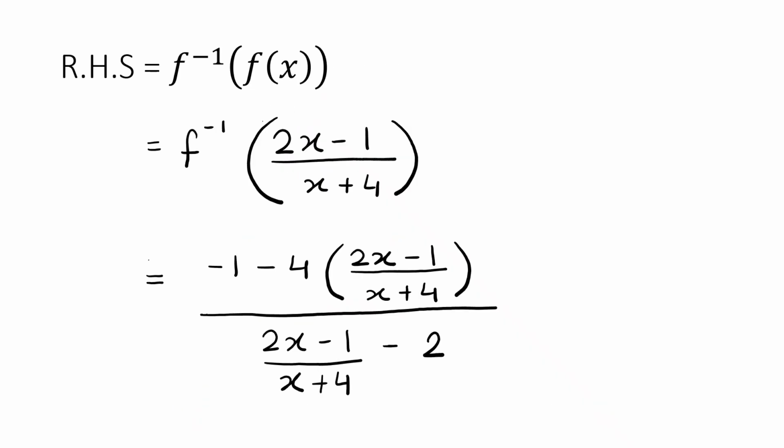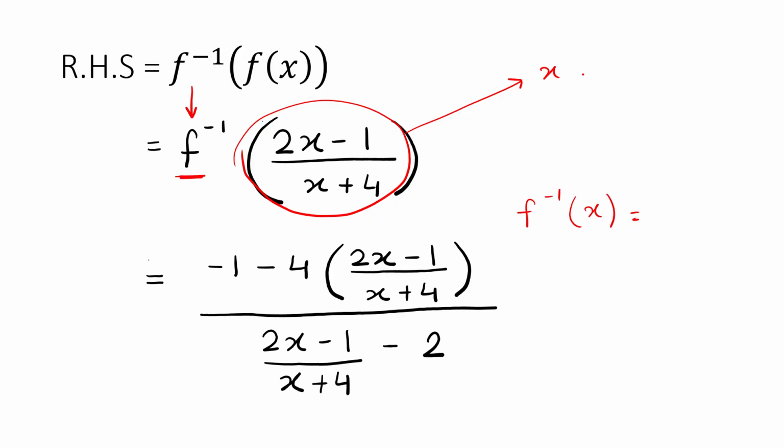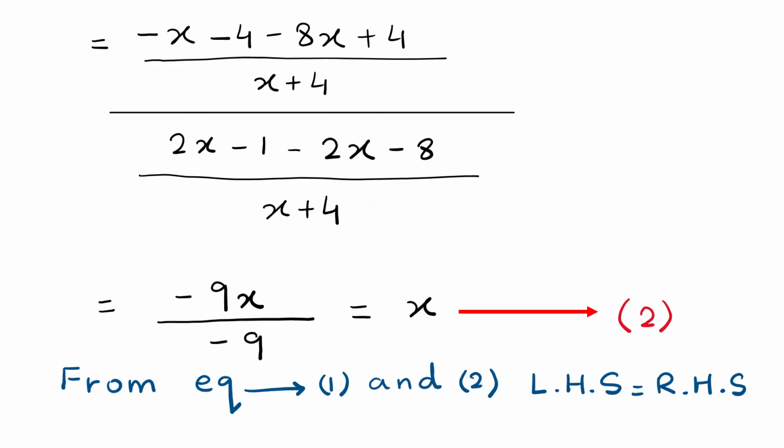Similarly, for the right hand side, write this f inverse as it is and substitute the value of f of x. Now consider it as x for the f inverse function, which is negative 1 negative 4x over x minus 2, and replace x with this new value. After simplification, we get the same result, that is x.